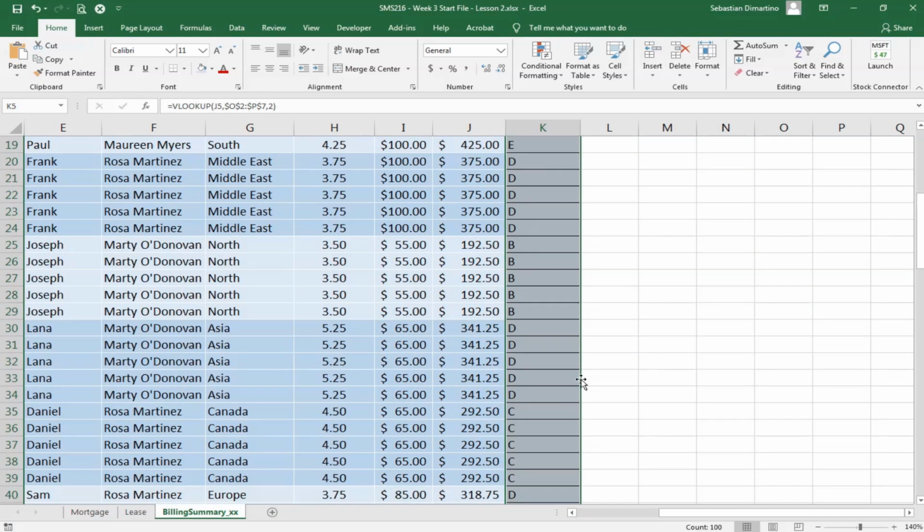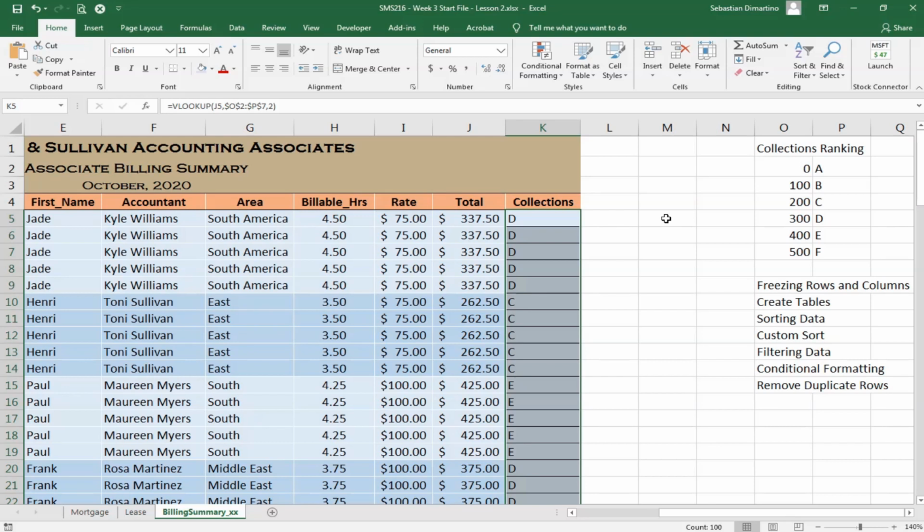Okay, so that is very, very important. Remember the absolute references so that you can actually do the dragging all the way down. So that's the first step of the sheet. Let's take a look at what else we need to do.